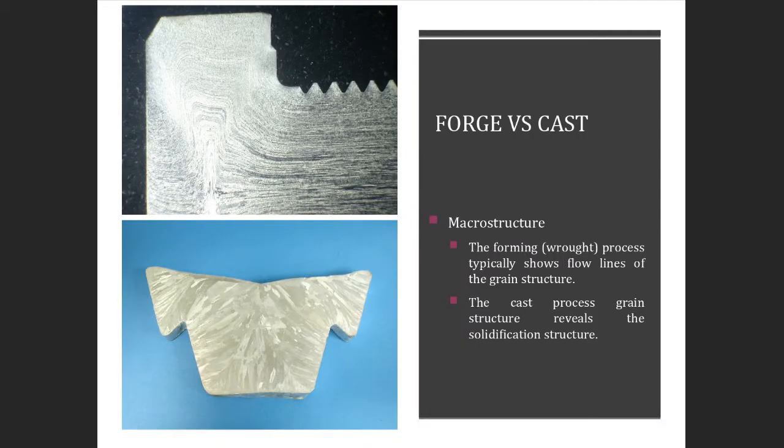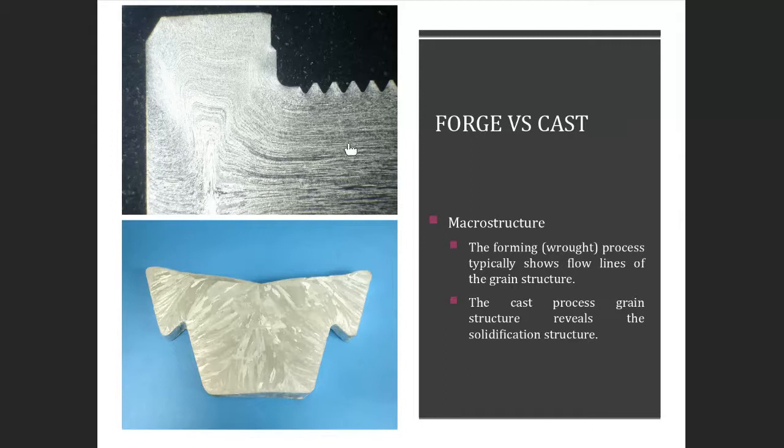So the difference between a forged and a cast product, you can identify through the macrostructure. In the forming process, which is your wrought process, you typically can see flow lines of the grain structure, as seen in the image on the top left. In this image, you can see a directionality of the material, and it contours the head of this bolt or screw, whatever this material tends to be.